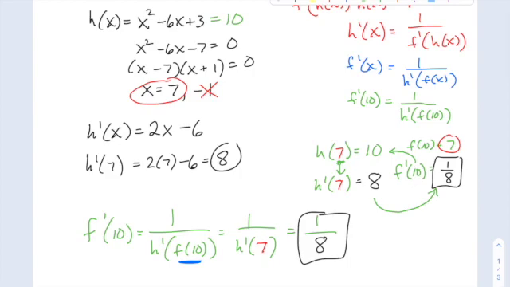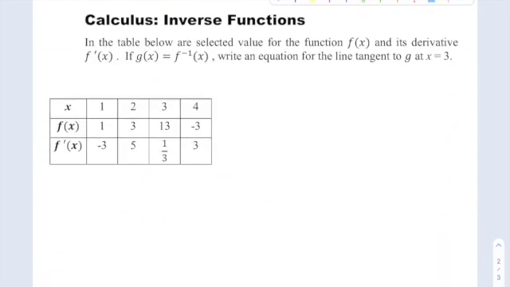And now I've got one more here just to drive this home and show you a slightly different way in which you may encounter this in AP in particular. It says, in the table below are selected values for the function f of x and its derivative f prime of x. So we got f prime at various x values here. And then they have given us this, that g is the inverse of f. So there's that inverse notation. Rather than showing you the composition property, this is another way to get across that they are inverses, right? It looks like a -1 exponent, but we know that means inverse.